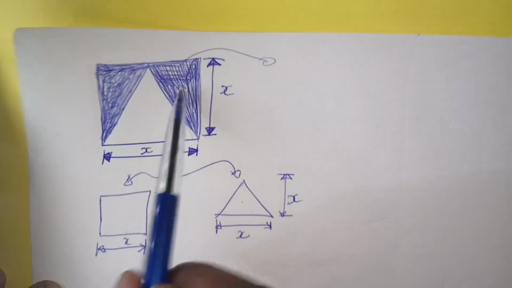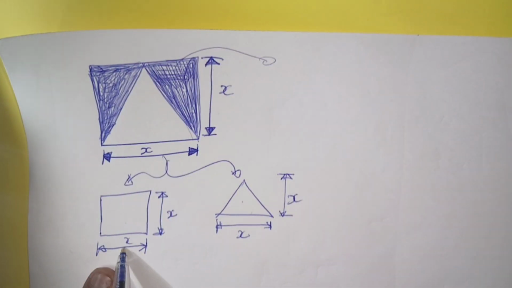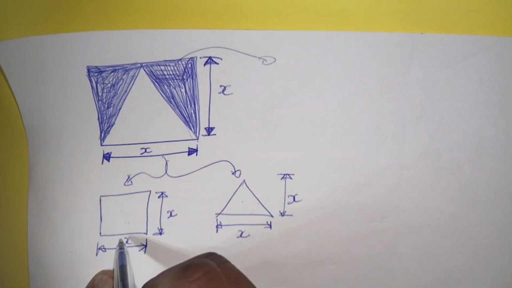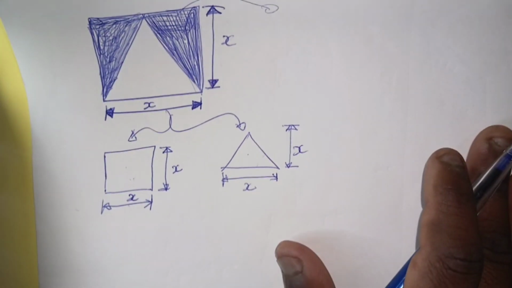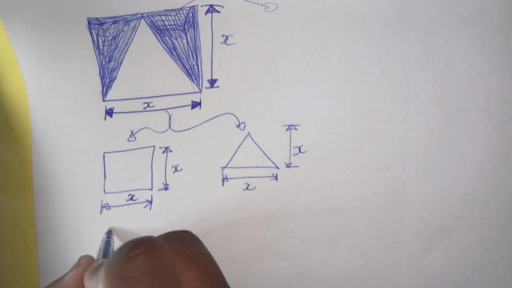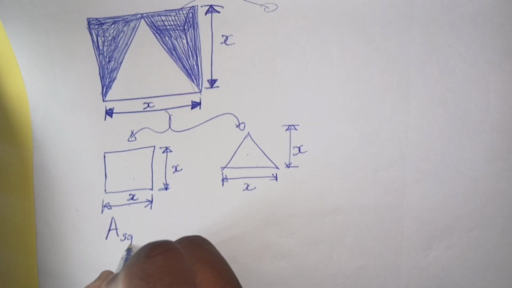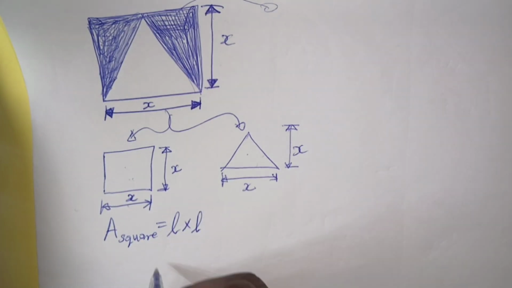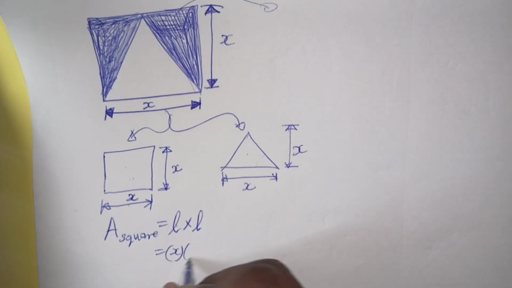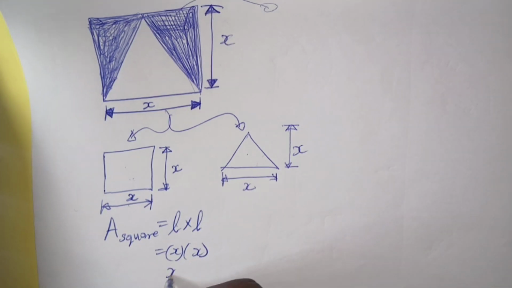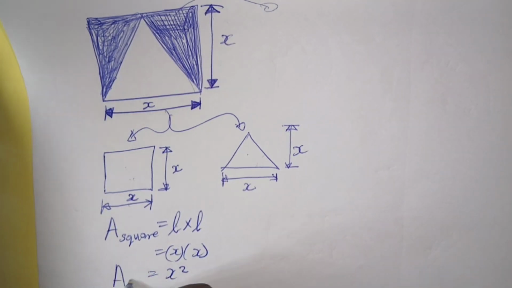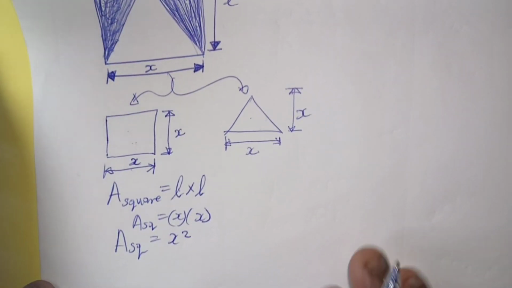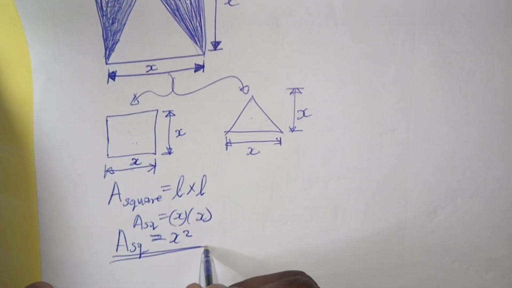To determine the shaded part here, first you must know the area of this thing and also the area of that thing. So let's go ahead. To get the area of a square, let me just write it down. Area of a square is equal to length multiplied by length, which is our length there, it's only x, so it's x squared. This one is the area of a square.